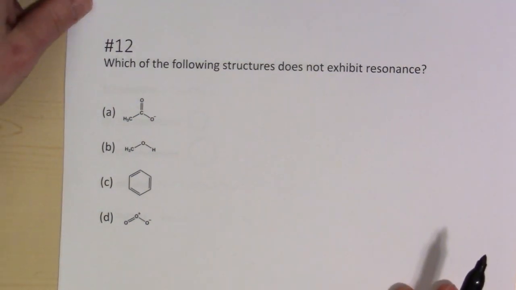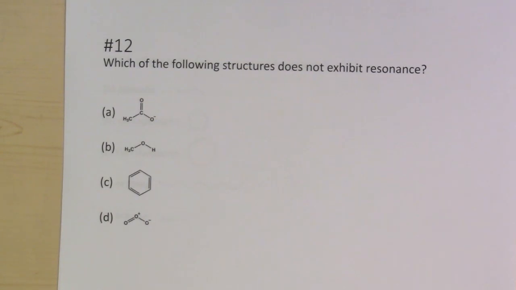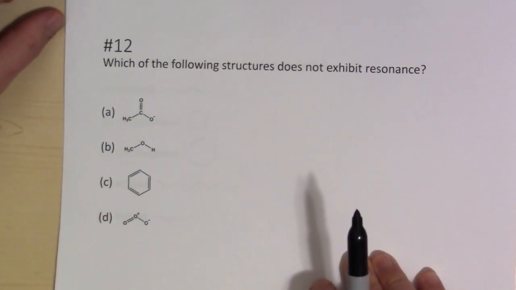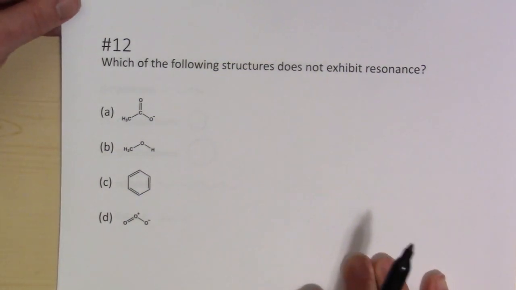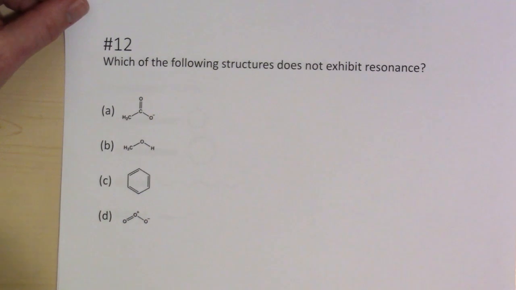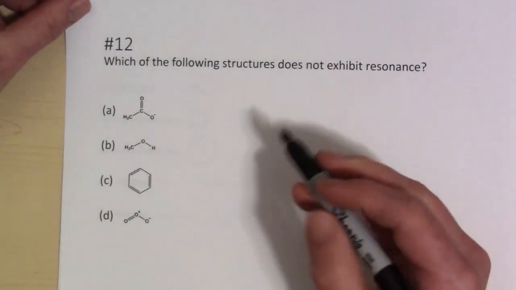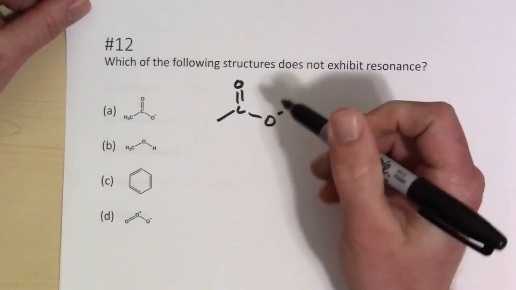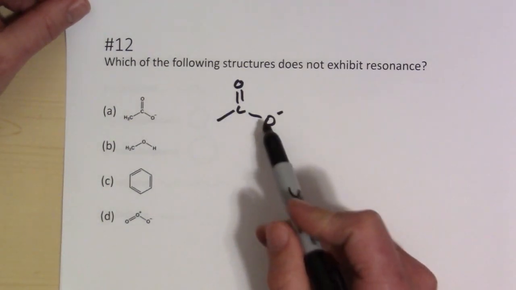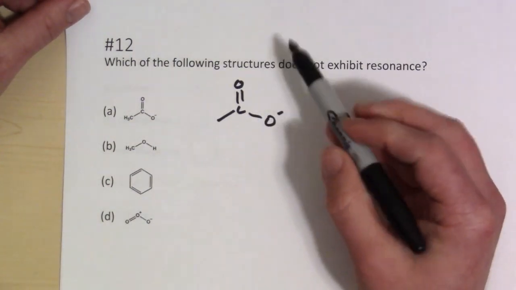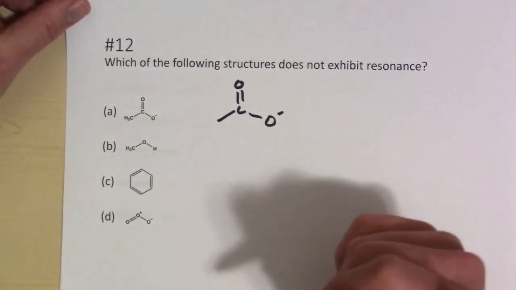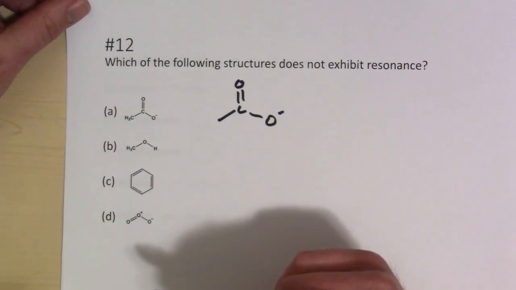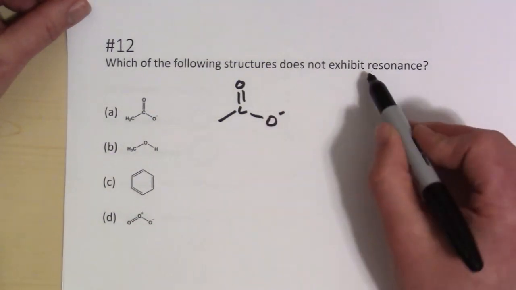So number 12 wants to know which of these structures does not exhibit resonance. So resonance is the ability of a molecule to kind of reposition electrons within the structure. So molecules that can do that typically have either charges or multiple bonds or both. So we'll look at each of these here. I'll just redraw some of these a little bit bigger. So looking at the first one, we have this structure. So we have a charge, a negative charge, and multiple bond. So those are both good indicators, especially since they're right next to each other, that this molecule is going to exhibit resonance. So that's what we're looking for.